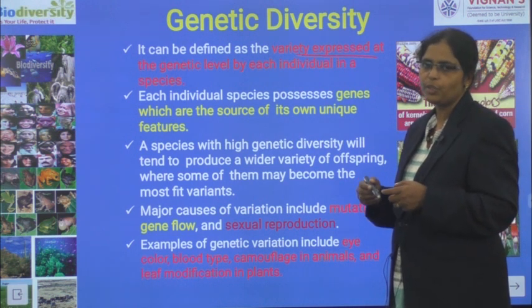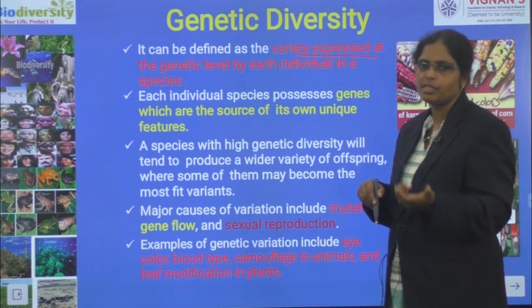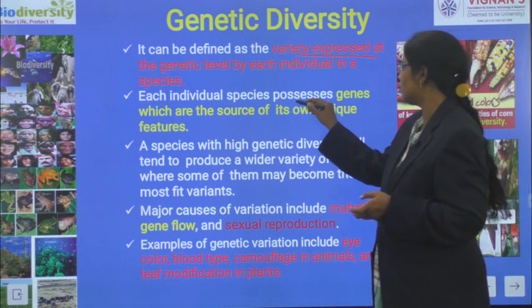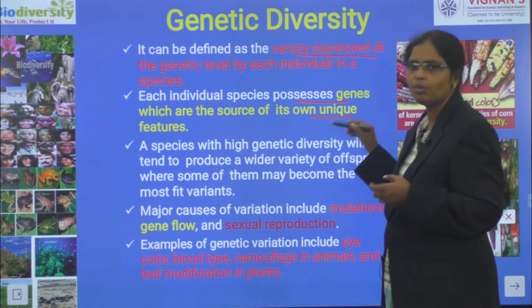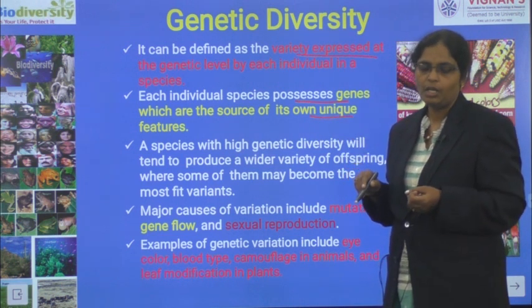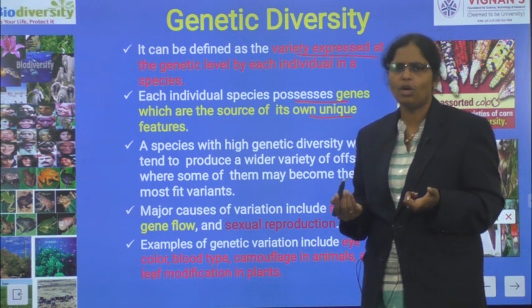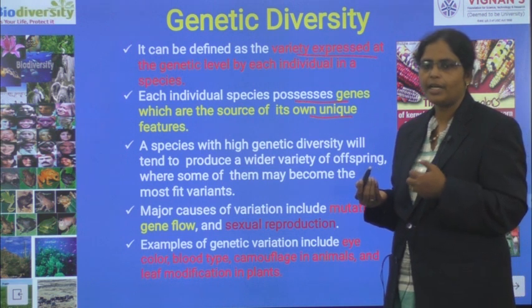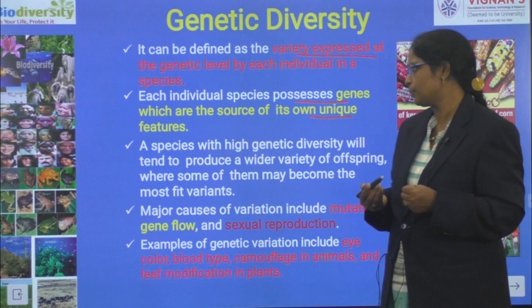So, each individual, the genes change, which results in changes in the physical features. Each individual of a species possesses genes which are the source of its own unique features. For example, some people can tolerate emotions, some people may not. Because of changes at the genetic level, the expression of emotions also varies from one person to another.